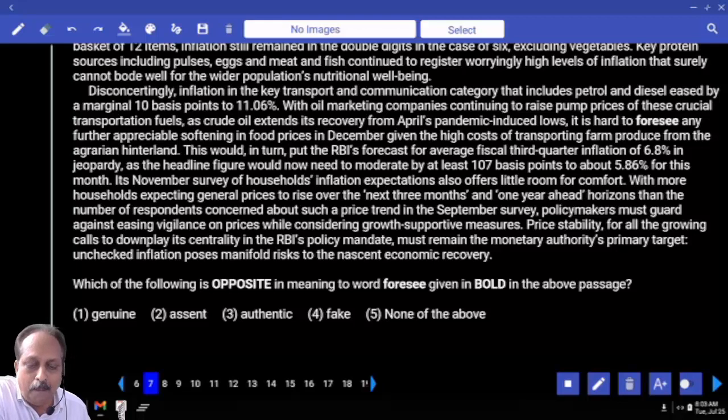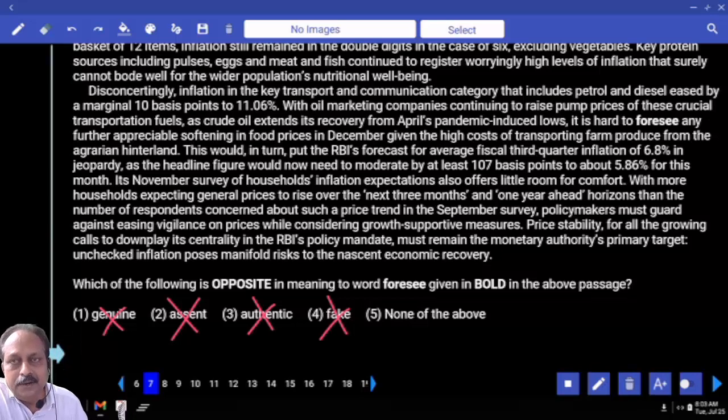Which of the following is opposite in meaning? Word foresee. What is the meaning you have written for foresee? To predict, to talk about the future. Can you use the word genuine here? Can you use the word assent here? Assent means what? Approval. He has given his assent. Approved. Approval. Authentic. Fake. The answer should be none of the above, but the key says the fourth option, I suppose, which is not correct. The answer is none of the above.